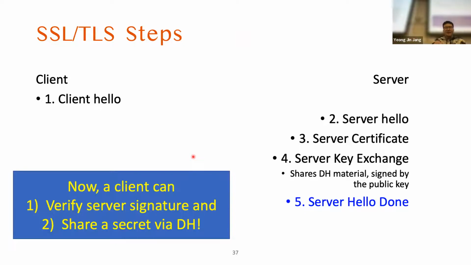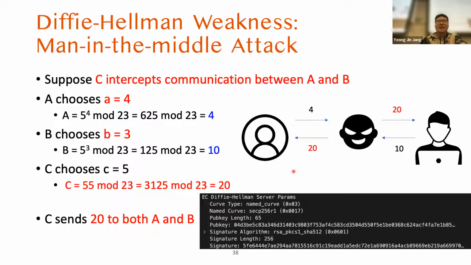Up to this point, the client can verify the server's certificate. They know the public key, and they can verify the signature of the Diffie-Hellman material, and then they can share a secret using the Diffie-Hellman material. The authenticated secure key exchange is not yet done at step 5. One of the weaknesses of Diffie-Hellman was the man-in-the-middle attack, where a middleman can intercept the exchange, but we can kill that attack with the digital signature here.